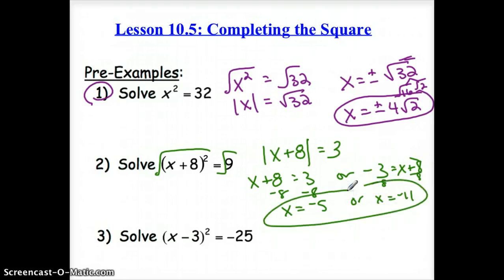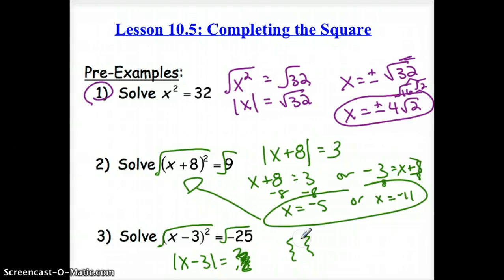And if I check those back in here, negative 5 plus 8, that's 3, so 3 squared is 9, so that would have worked. And the other one, negative 11 plus 8 is negative 3, and negative 3 squared also equals 9, so they're both good answers. Okay. This last one. If I try solving here, if I take the square root of both sides, the absolute value of x minus 3 equals square root of negative 25. I cannot do that at this stage in my math career, so that's not a real x, but we're going to say there's no solution here. Okay, so we're going to try to get problems to look like this so we can solve them.